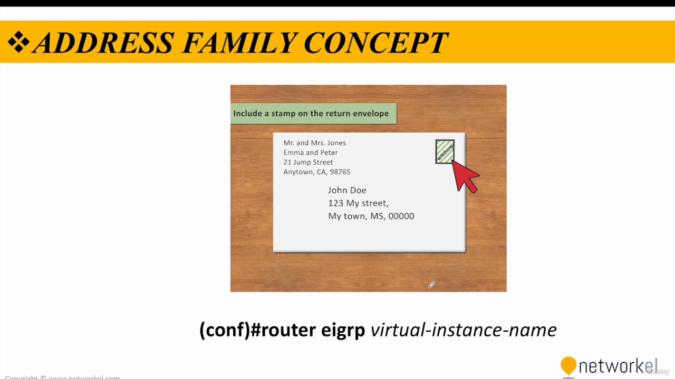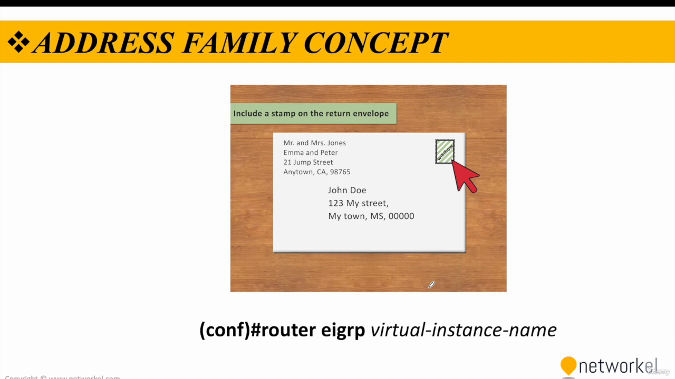EIGRP named mode address family is a feature within the EIGRP named mode configuration that allows for the separation and configuration of different network address families under a single EIGRP routing process. So this feature provides a more structured approach to configuring EIGRP for multiple network types such as IPv4 and IPv6 within the same routing process.